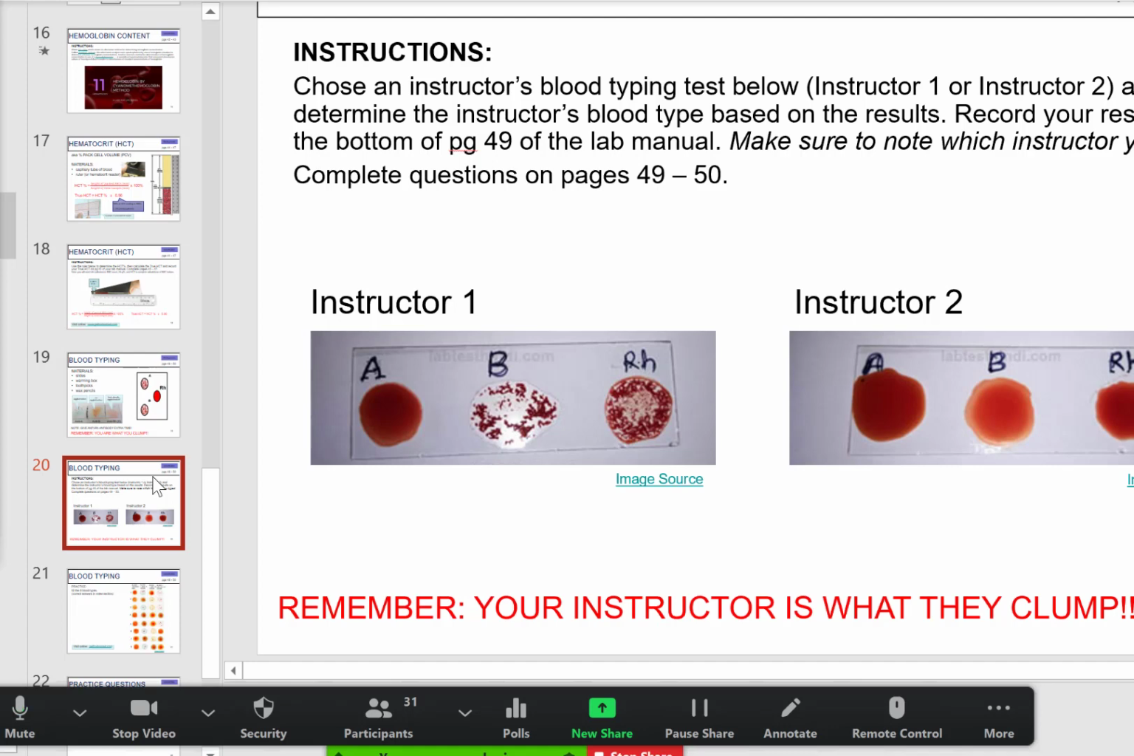You pick either instructor 1 or instructor 2 and try to determine their blood type. Wherever you see clumping, wherever you see those clumps of red blood cells, that's the immune response. You added the antibody and it attacked the red blood cell antigen. We say you are what you clump. So if you clump with anti-B, it means that the B antigen must have been there. So go ahead and pick one of the instructors and try and tell me. If you picked instructor 1, go ahead and type in the chat box what you think instructor 1 is.